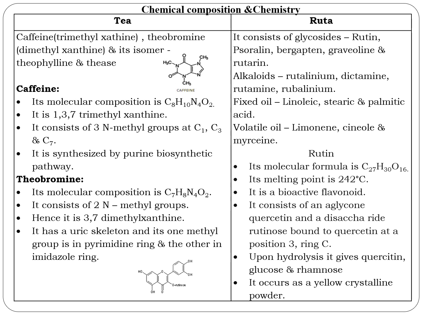Let us discuss the chemistry of rutin. Its molecular formula is C27H30O16. Its melting point is 242 degrees Celsius. It is a bioactive flavonoid. It consists of an aglycone quercetin and a disaccharide rutinose bound to quercetin at position 3, ring C. Upon hydrolysis, it gives quercetin, glucose and rhamnose. It occurs as a yellow crystalline powder.